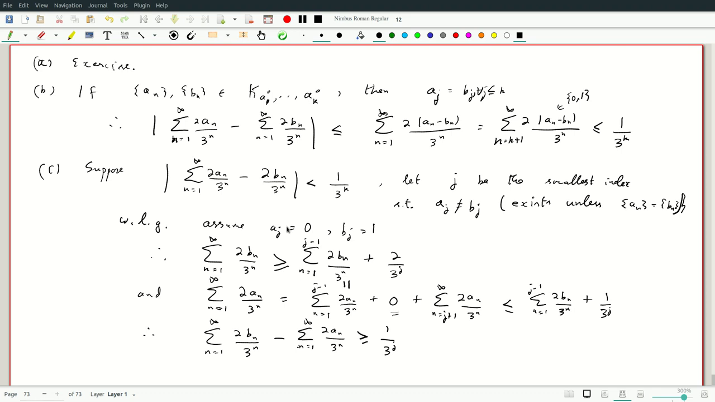Okay, but on the other hand, we have this inequality which is telling you that 1 over 3 to the k is strictly greater than this. So this implies that 1 over 3 to the k is a bigger quantity than 1 over 3 to the j, which means that j is strictly greater than k. But then we know up to j we agree. Everything less than j we agree. So a_1, a_2, up to a_k is b_1, b_2, up to b_k. So we have a nice control over the metric and the partition of the Cantor set.